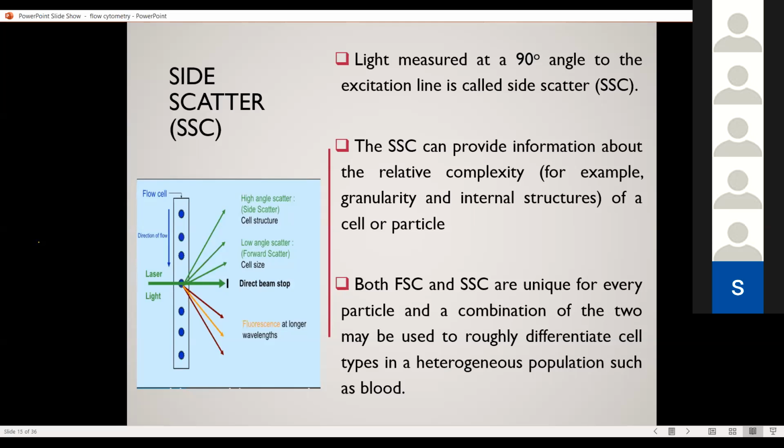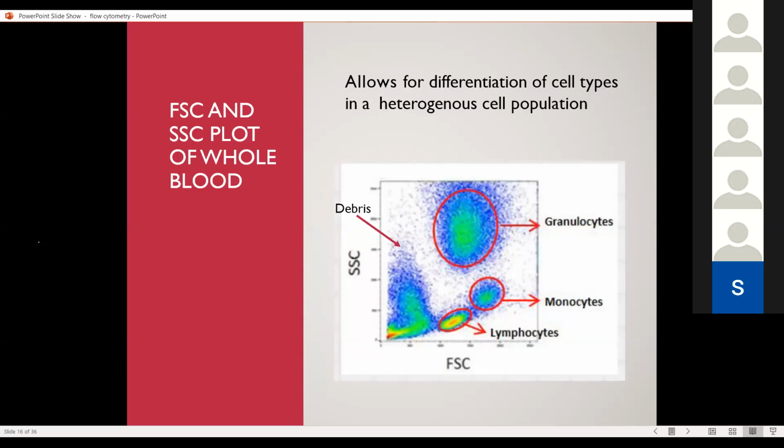For example, blood, as we all know, is a heterogeneous population of cells. They have WBCs, RBCs. WBCs are also of many types: monocytes, lymphocytes. They have different granularity and different sizes also. So we can differentiate the heterogeneous population of blood in flow cytometry on the basis of size and granularity.